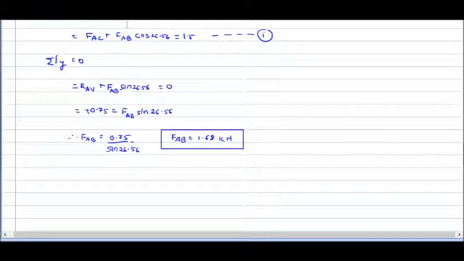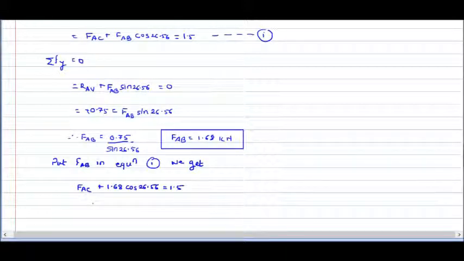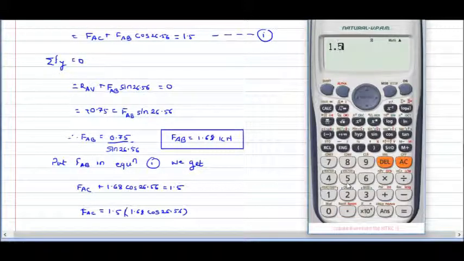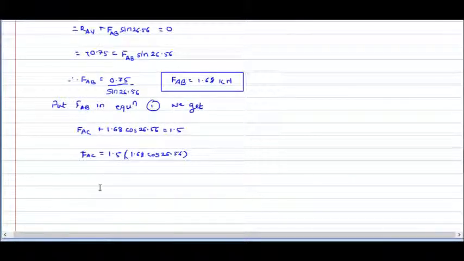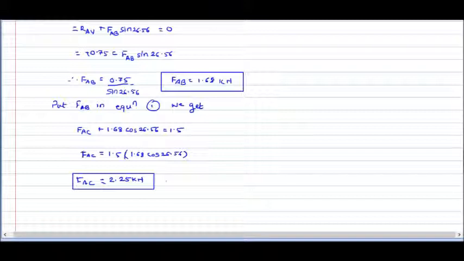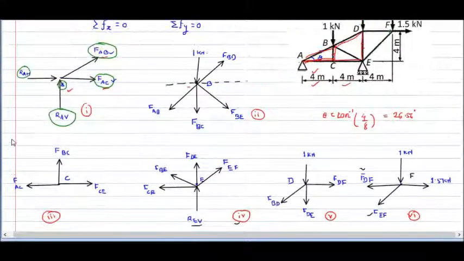Now we have one more equation, that is FAC plus FAB cos of 26.56 equals 1.5. Putting in this value for FAB, the value for FAC is equal to 1.5 minus 1.68 cos of 26.56, which is 2.25. This is the force in member AC. So from this first joint, we got the value for AB, and the AC value we got here.